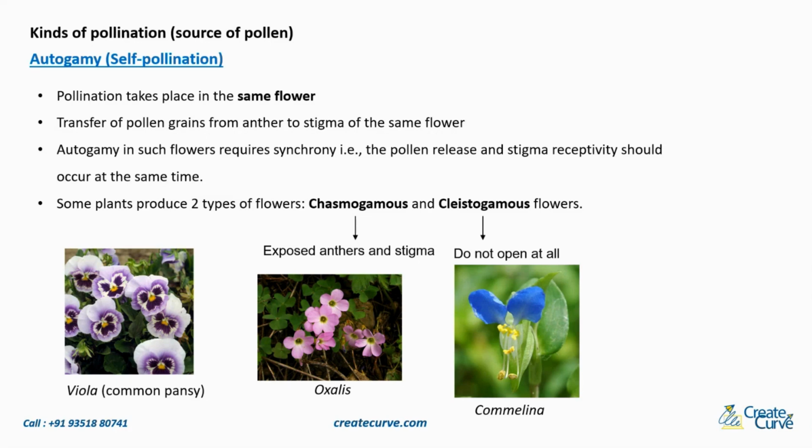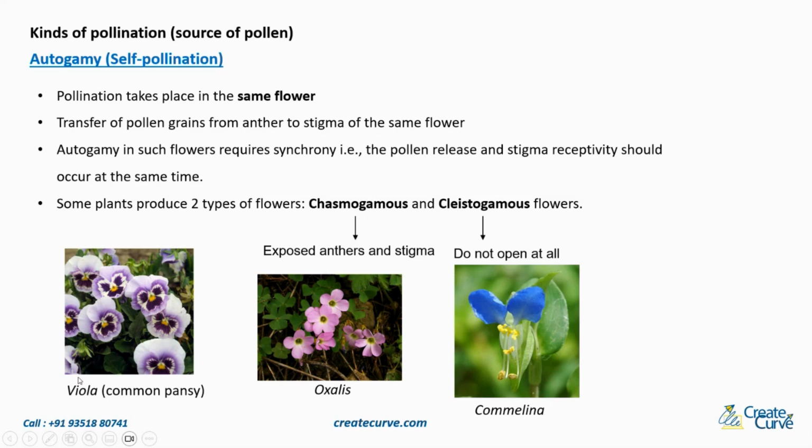Cleistogamous flowers are those that do not open at all. You have the anther and the stigma within them, they are closed. So the only way of pollination in cleistogamous flowers is through autogamy. Because they don't open, there is no chance of other external factors bringing pollen grains to the stigma. Is this clear, Kevin? You have chasmogamous and cleistogamous flowers, two types of flowers. Please remember this.